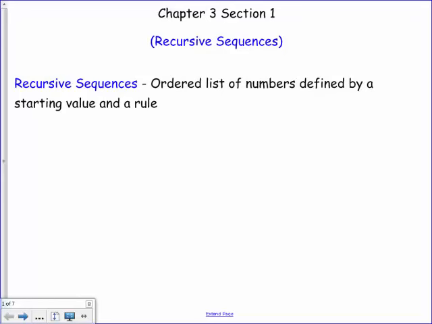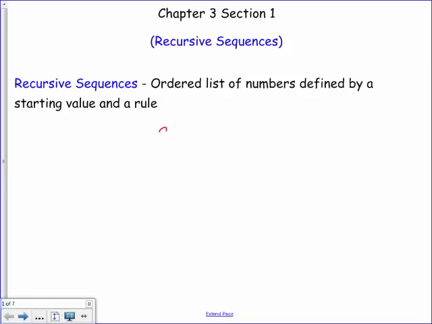All right, chapter 3 is getting into our basically our linear equations. And we're going to start by looking at what we call recursive sequences. So recursion or recursive sequences is basically an ordered list of numbers defined by a starting value and a rule. And I bet a lot of you have seen a bunch of recursive sequences.